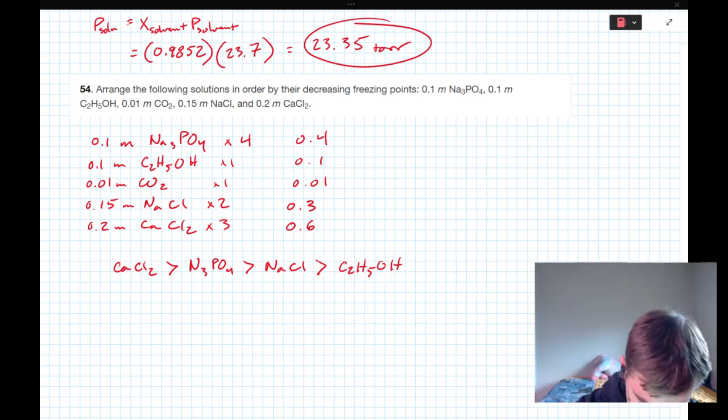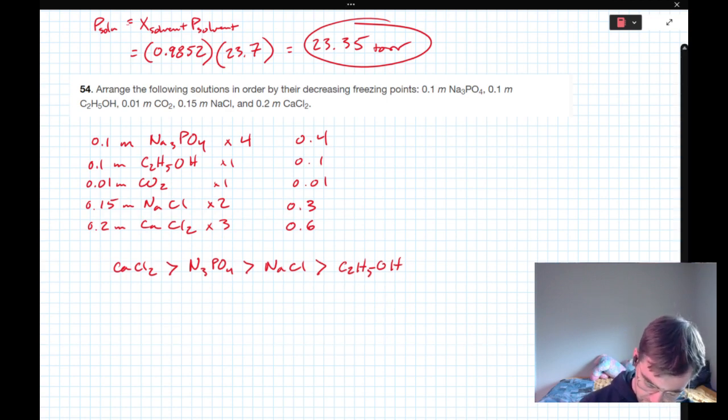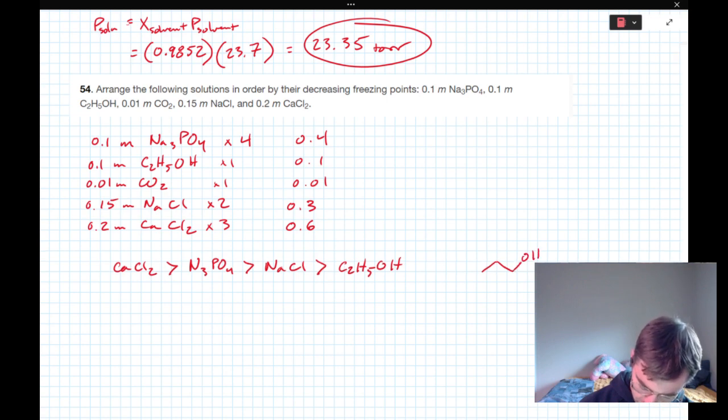I'm going to cheat and use Google and try and remember what this is. It's ethanol. Methanol, yeah. And finally, CO2.